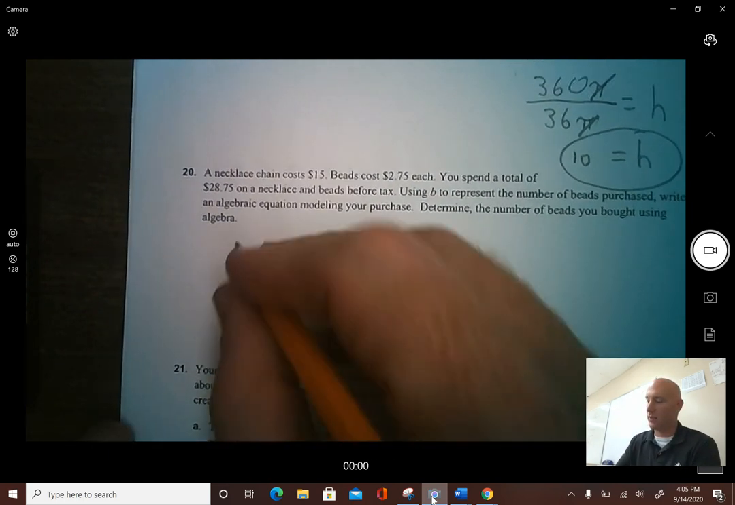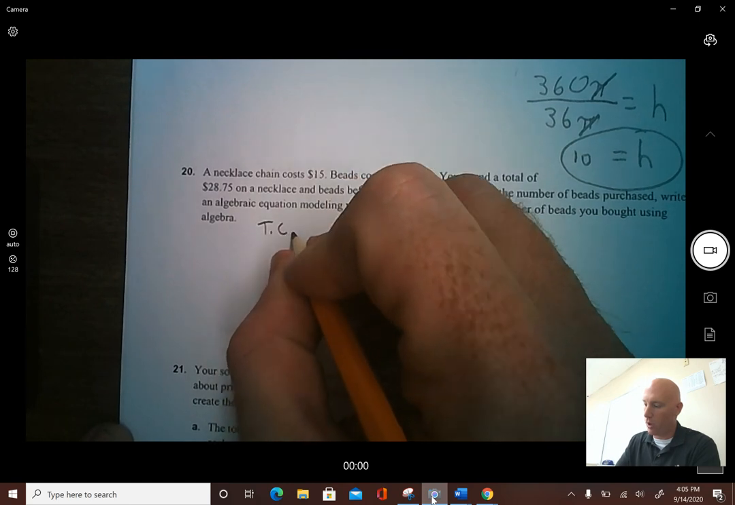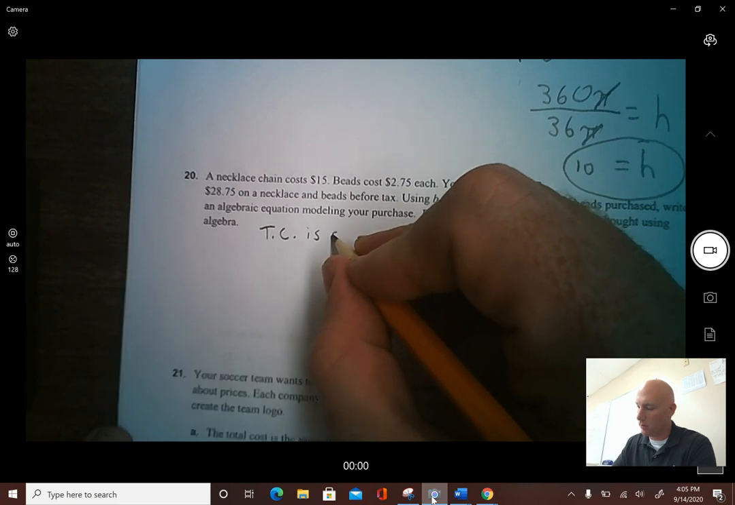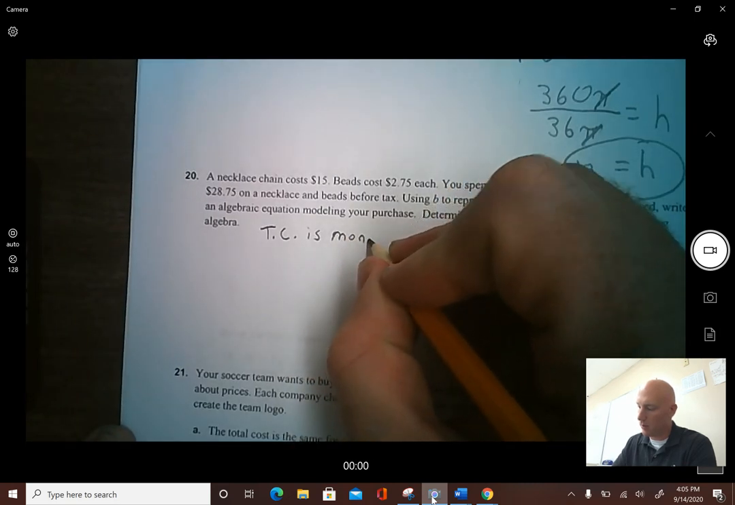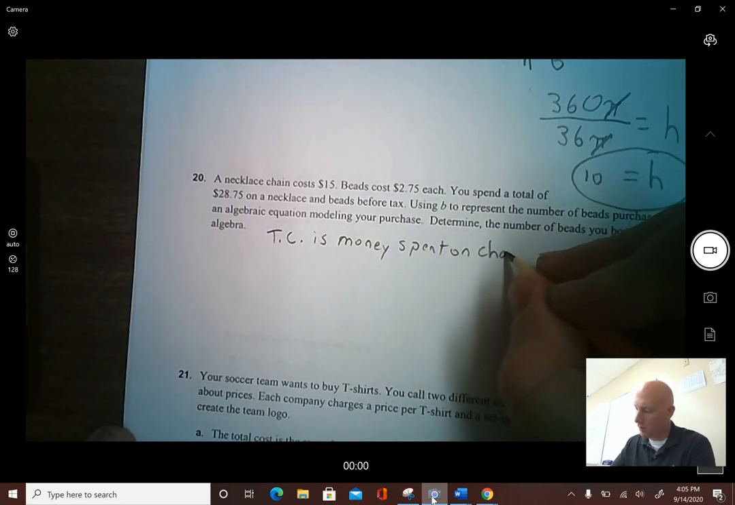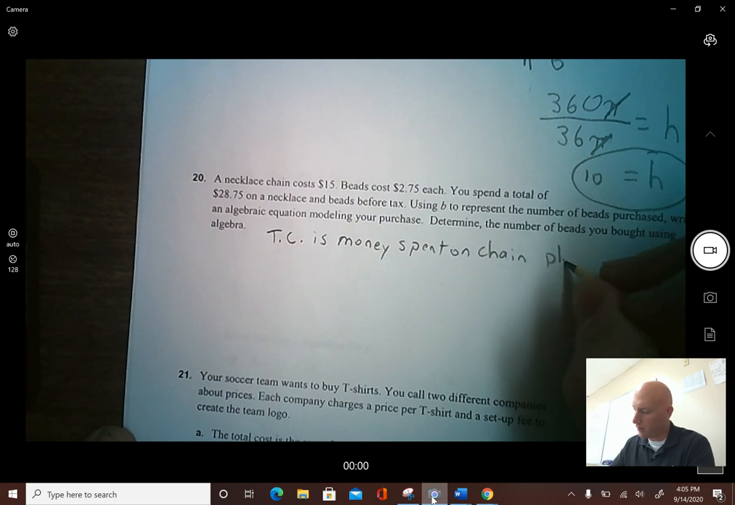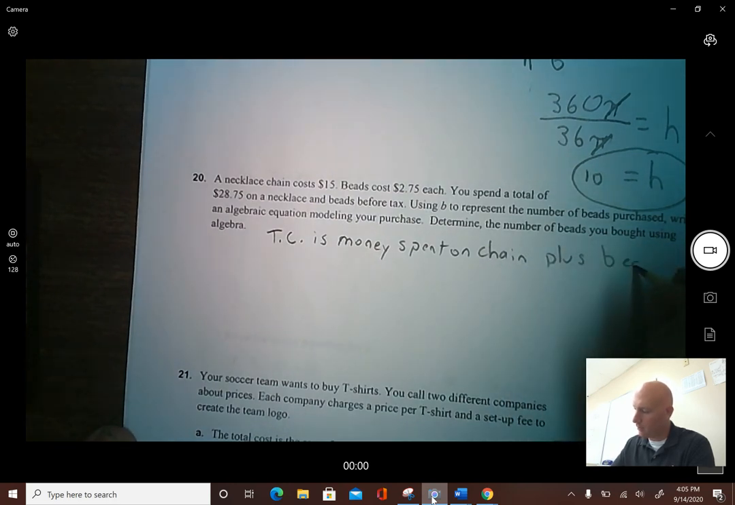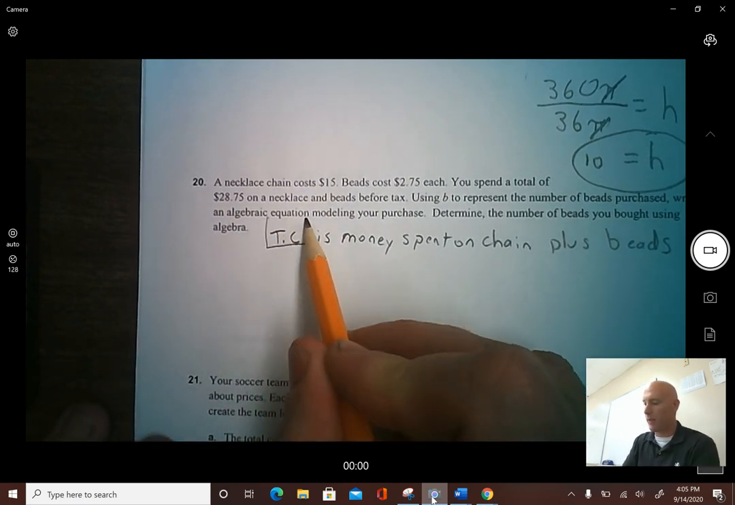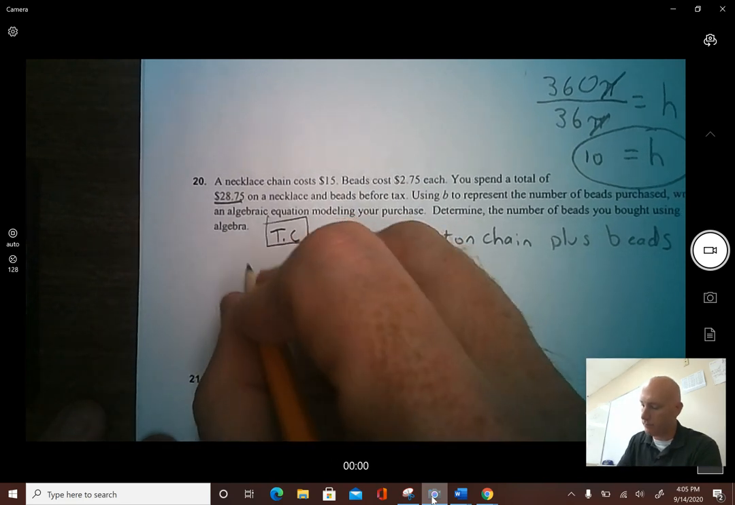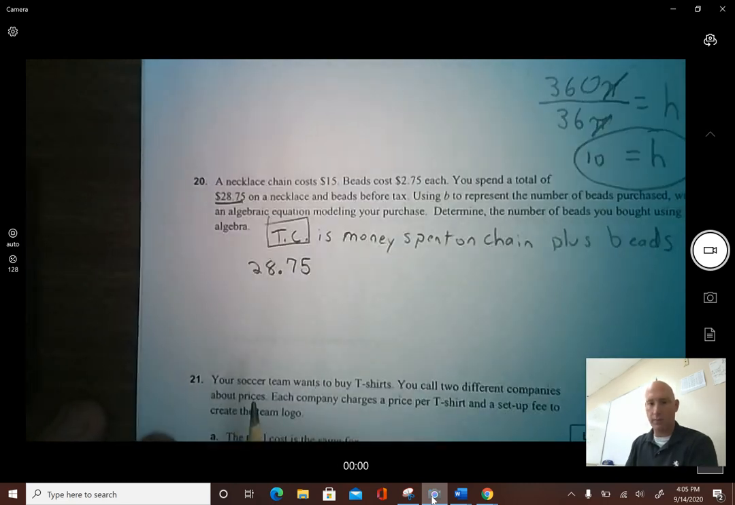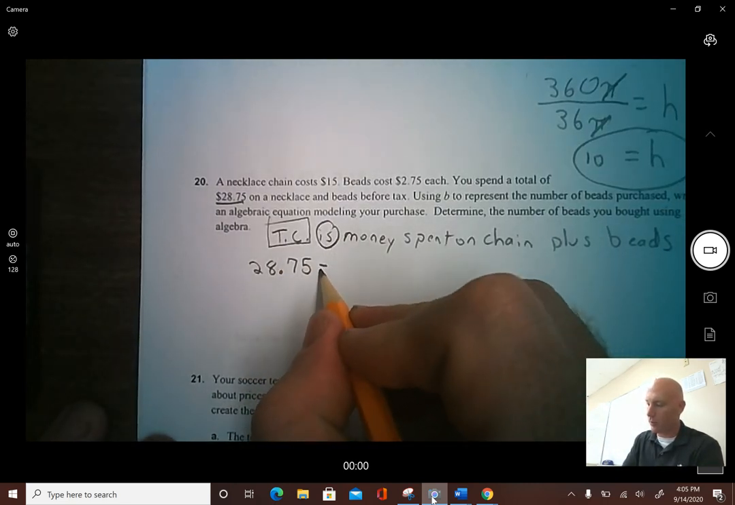Let's write this out in a sentence. The total cost is whatever you spend on the chain is money spent on chain plus beads. Okay. Well, the total cost is how much we spent, $28.75. Is means equals. So now we're at equals.